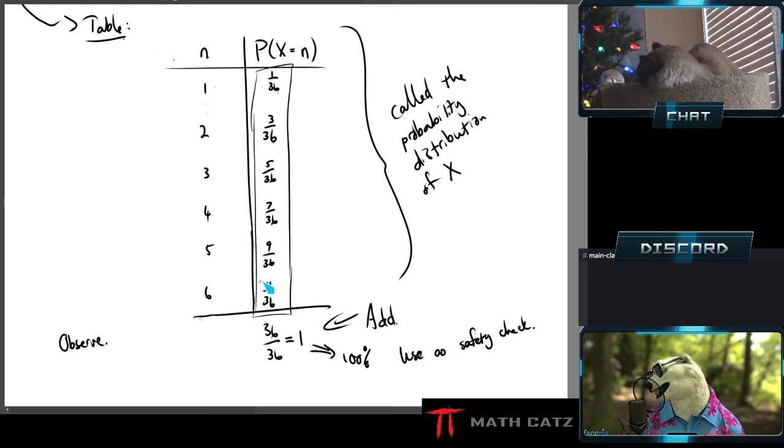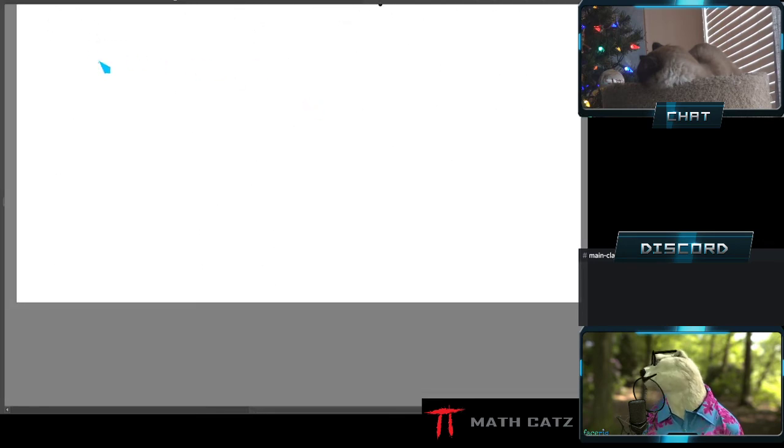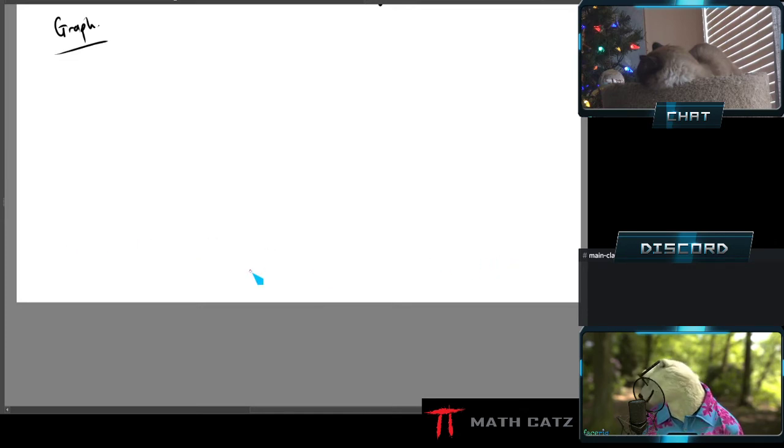Now, table form is nice. Definitely go with that. But if you want something more visual, we can certainly go with a graph. And we will go with our basic bar graph. I should use the straight line tool, I know.